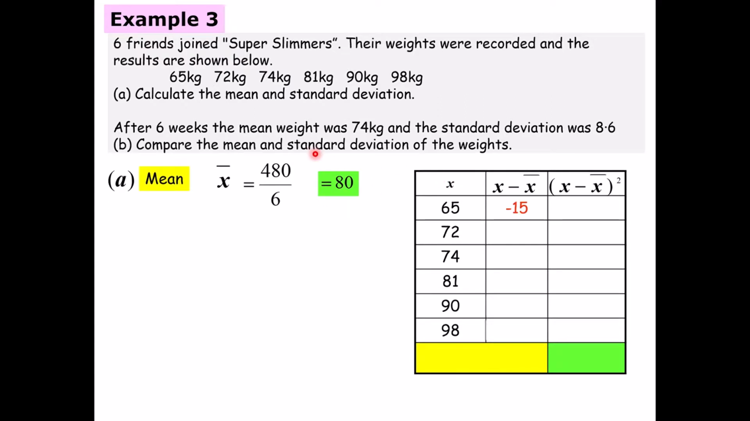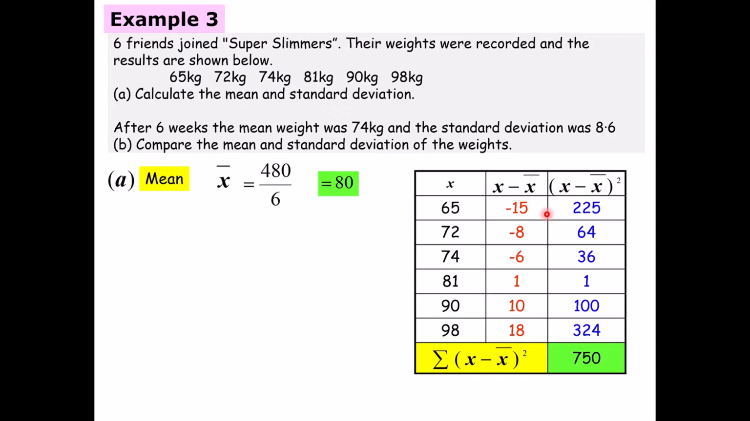So you should have negative 15, negative 8, negative 6, 1, 10 and 18. I'm just going slightly quicker through this just so it's not too repetitive. But again, if you have any questions, make sure you ask. And then we're going to square each of these terms to get the last column all filled in, again using your calculator to make sure you get these correct. And then we're going to find the sum of that last column to get 750.